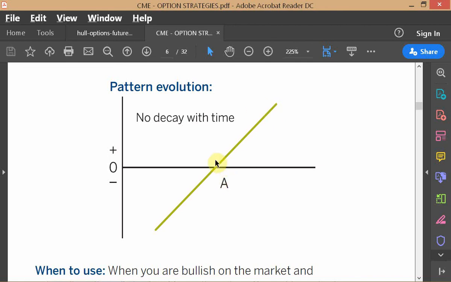If I'm long at this price, as the market price goes up, I start to make money. And as the market price falls below the price at which I'm long, I start to lose money. So this is a long futures profile.